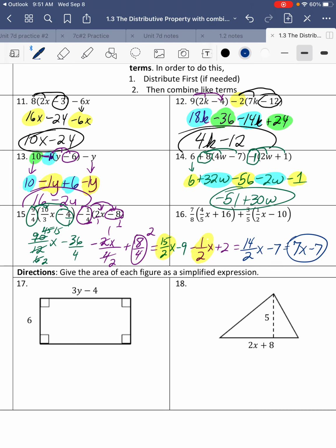Pretty simple. Simple answer. Wasn't simple to get there, though. If you got there, awesome job. If you got some of it or understood it, great job also.